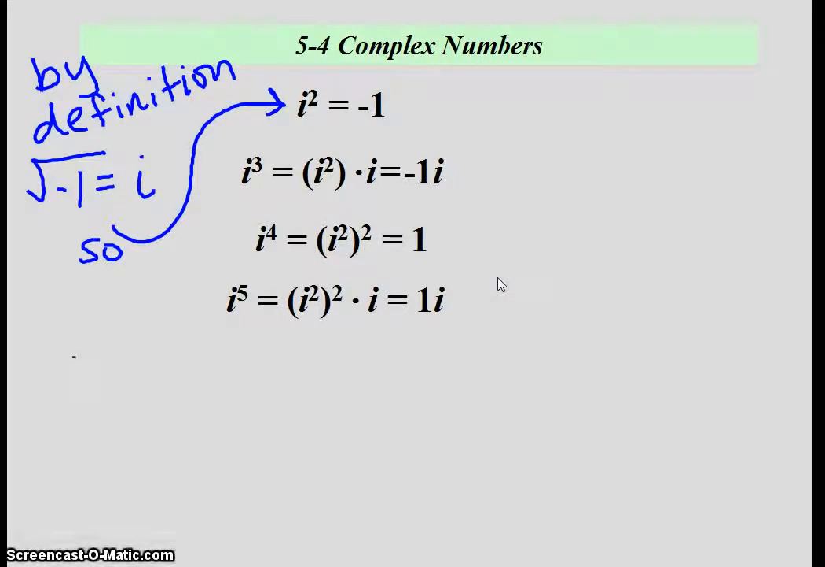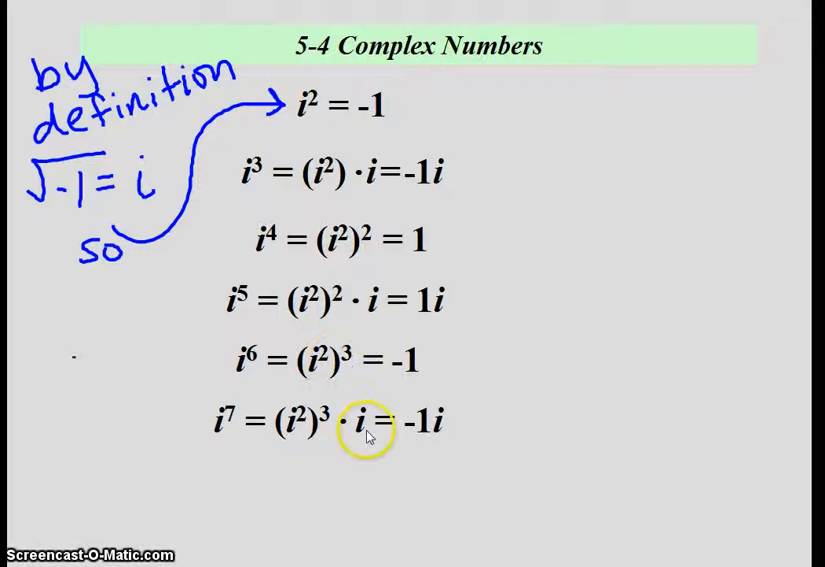Okay, well, i to the sixth. I'm going to have another i, so I can pair this i up with another i, which means I'm going to have how many pairs? I'll have 3. So I'll have a -1 times a -1, then times another -1, which gives me -1 as the answer. If I do i to the seventh, I can reference back to i to the sixth, but I have an extra i. So I've just done these 3 pairs of i squared, which gives me a -1 and an extra i. So I have -1i.